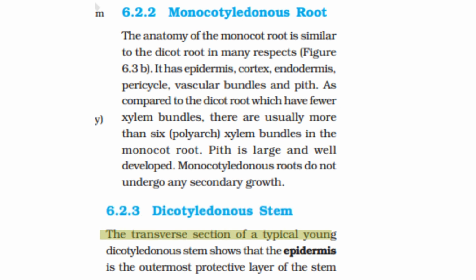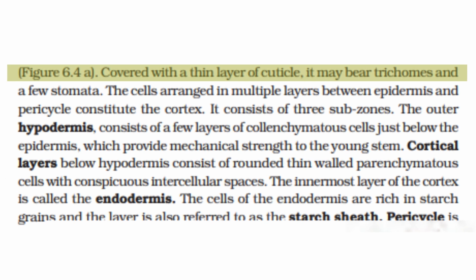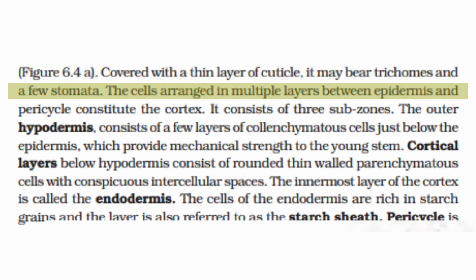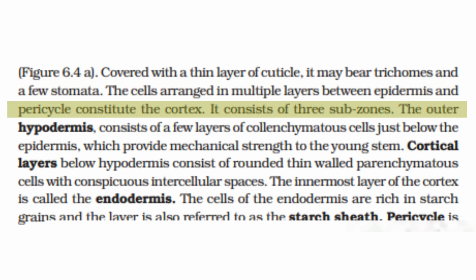Dicotyledonous stem. The transverse section of a typical young dicotyledonous stem shows that the epidermis is the outermost protective layer of the stem. Figure 6.4a. Covered with a thin layer of cuticle, it may bear trichomes and a few stomata. The cells arranged in multiple layers between the epidermis and pericycle constitute the cortex. It consists of 3 subzones.